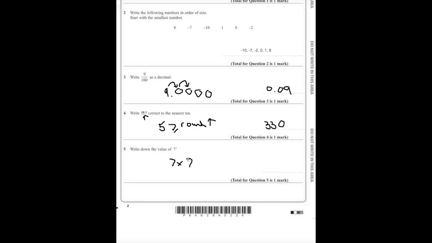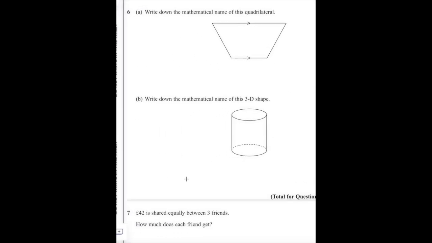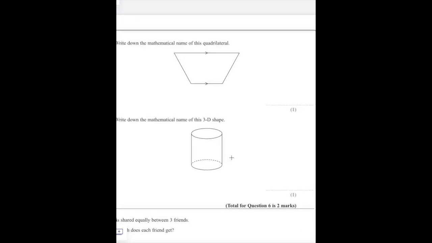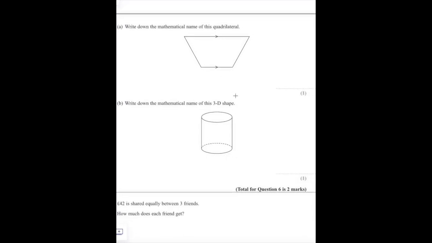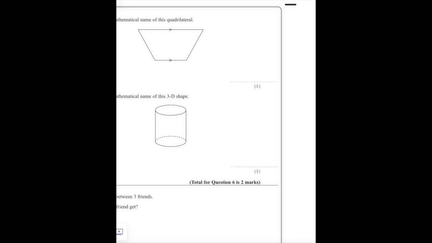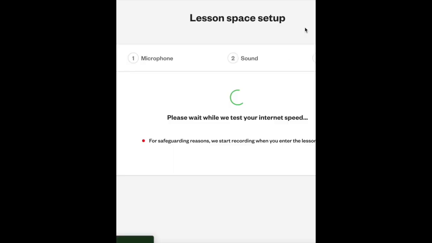So it's 330, and with 7 squared, it's 7 times 7. Using your basic times table skills, which you probably won't learn in GCSEs, that's 49. Not GCSEs, SATs. Next one is write down the mathematical name of this quadrilateral. This is something you should just know by looking at it, or if you don't, try and learn it. Look at shapes, print them off, put it on your fridge or something, get your parents to test you on what each one looks like. But that is a trapezium.